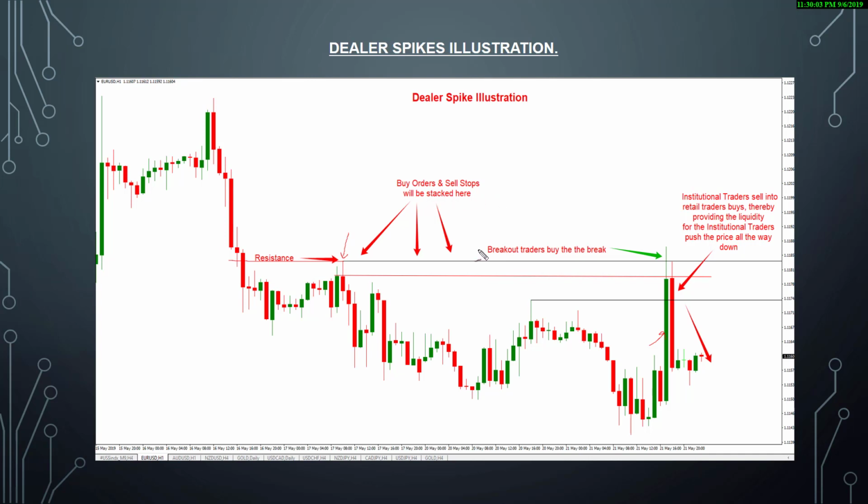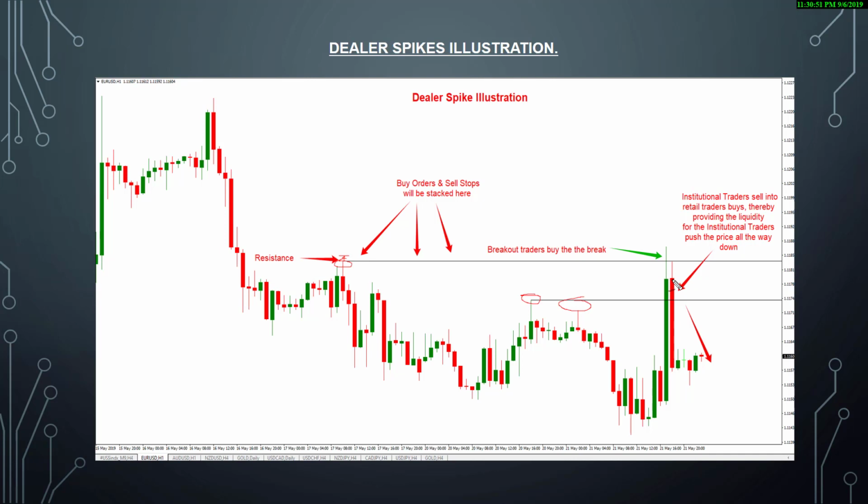Buy orders and sell stops will be stacked here. Most people will have their stop losses in this area. Breakout traders will buy here in the anticipation that this level has been breached and the market is going to keep going to the upside. And people who have sold probably this high, or even here, would have put their stop losses 5-10 pips above this high, also triggered. There is the liquidity now.